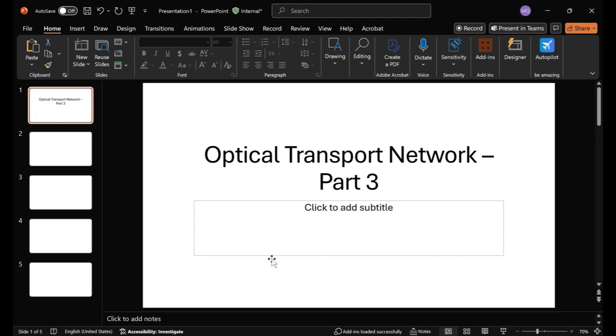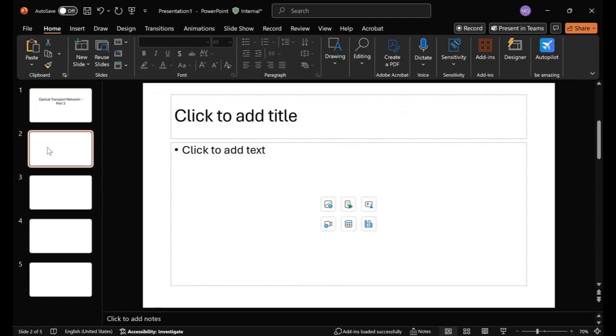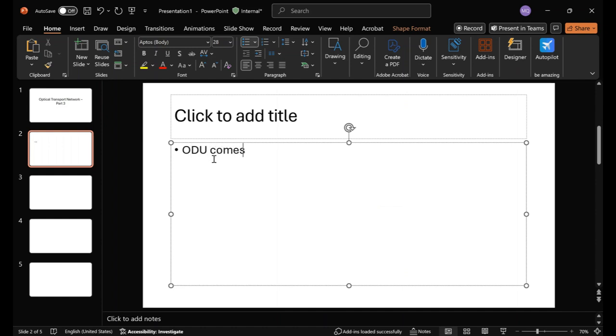How different ODU signals are multiplexed, the protection mechanisms that keep your network safe, and how modern network management systems handle OTN deployments at scale. So, in OTN, the optical data unit (ODU) comes in different rates and sizes.